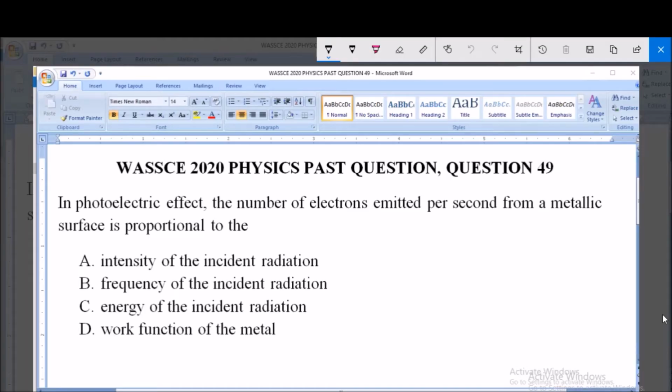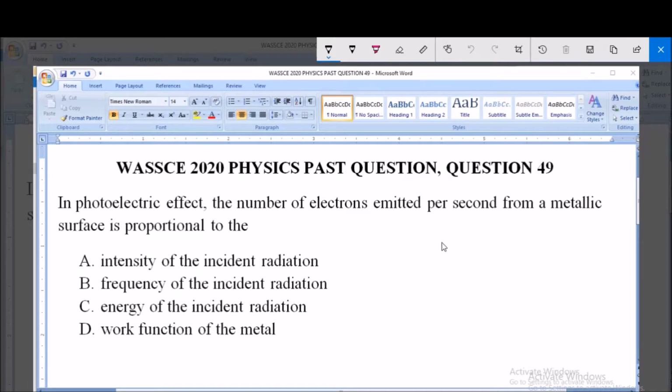I will be answering WASSCE 2020 Physics Past question 29. In photoelectric effects, the number of electrons emitted per second from a metallic surface is proportional to the A. Intensity of the incident radiation, B. Frequency of the incident radiation, C. Energy of the incident radiation, and D. Work function of the metal.